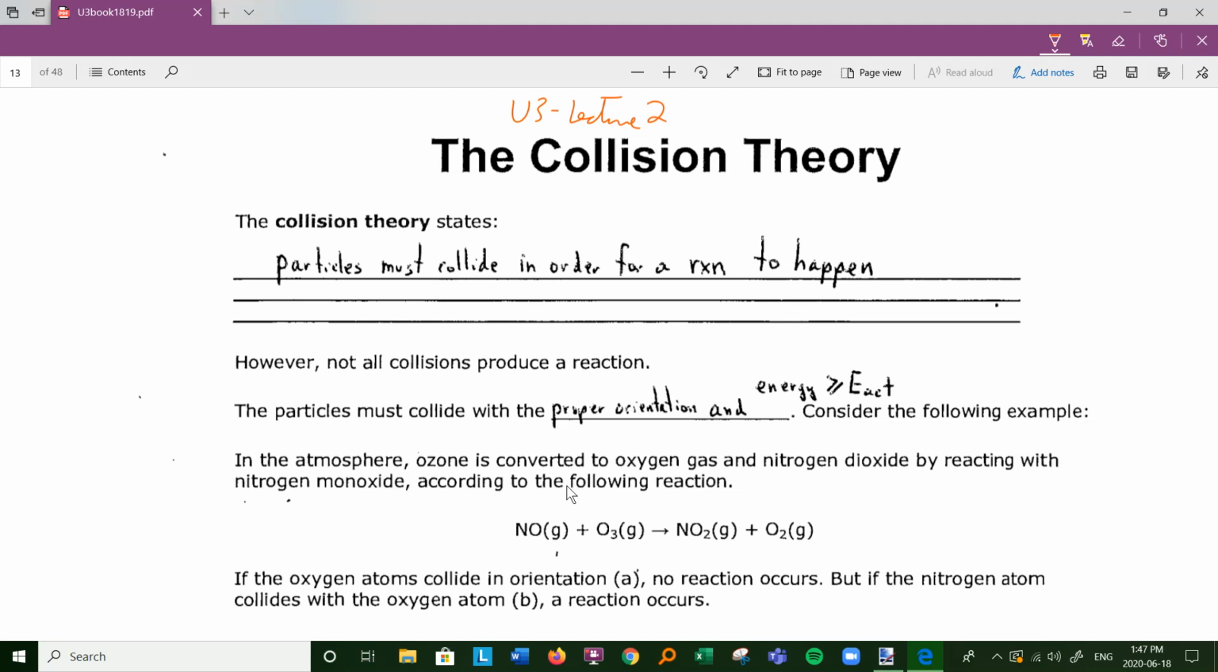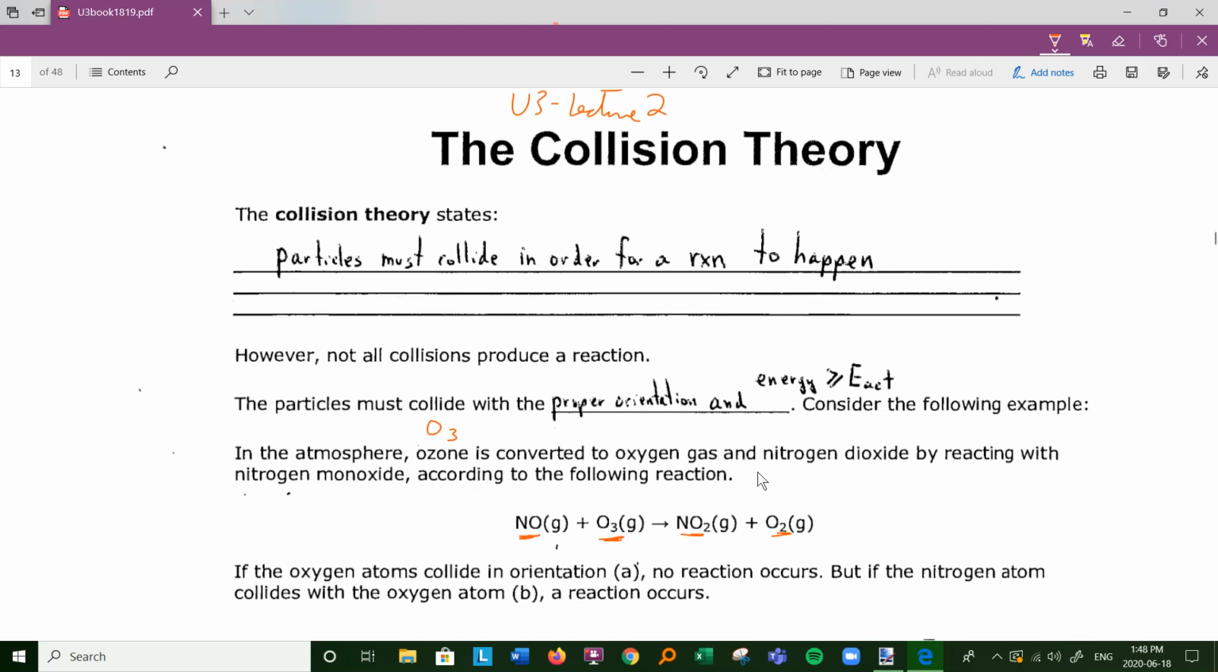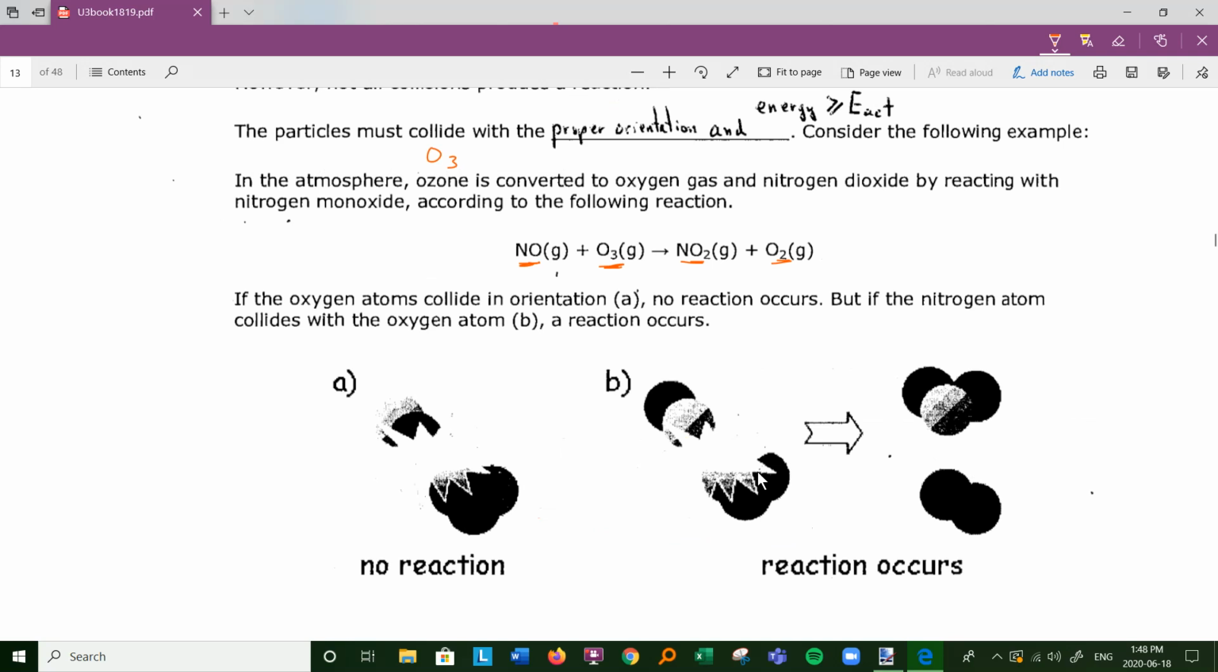Let's say in this example we've got ozone, which is O3. It's converted to oxygen gas and NO2 gas by reacting with nitrogen monoxide. So here's nitrogen monoxide, here's ozone, here's nitrogen dioxide and O2. Now suppose it has enough energy, but not the right orientation, then you won't have things happen.